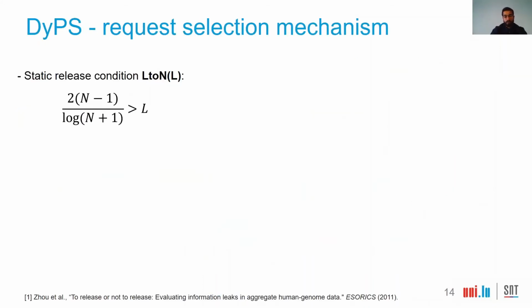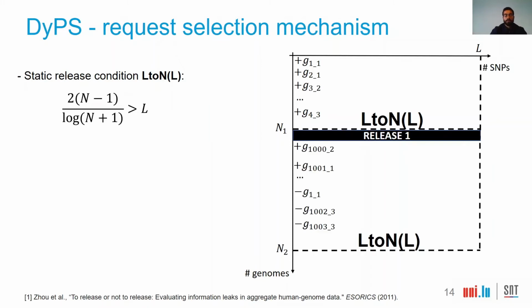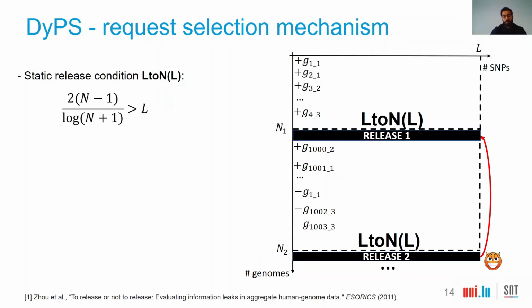Now let's see how our solution works. There is a static release condition in the state of the art that's defined by this equation. We know the number of SNPs of a study, represented by L, and using this equation we can find how many genomes we will need to protect a release, that is, in this case, N. On the right side we have an example. We wanted to study L SNPs and we have gathered N1 genomes that satisfy the conditions of this inequality. However, the state of the art does not assume that adversaries can combine releases, and by observing multiple releases, the adversary is now able to circumvent the boundaries of this inequality.